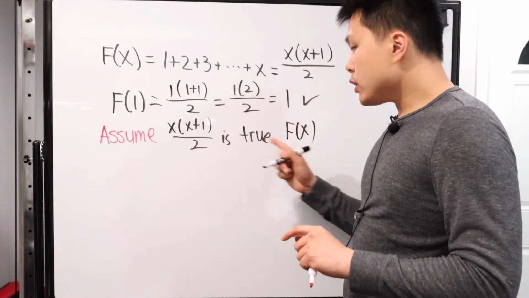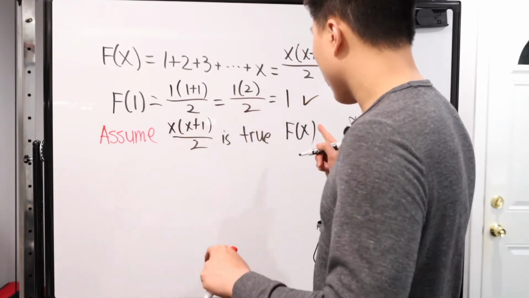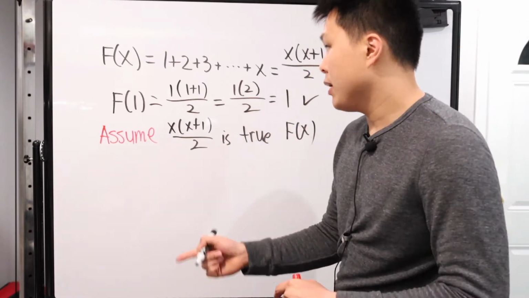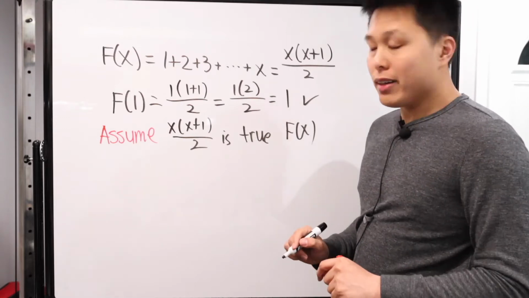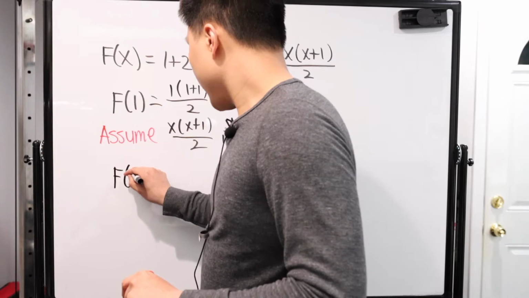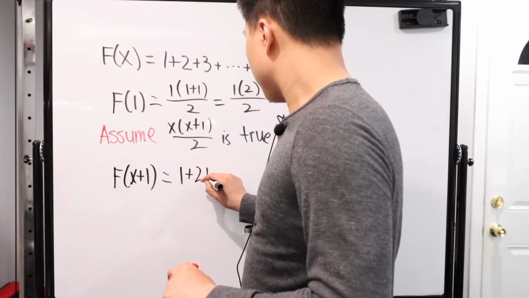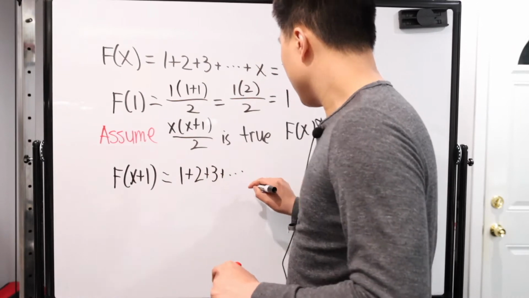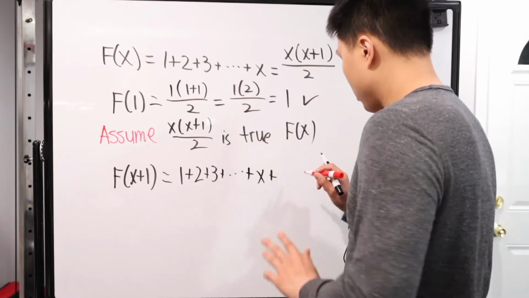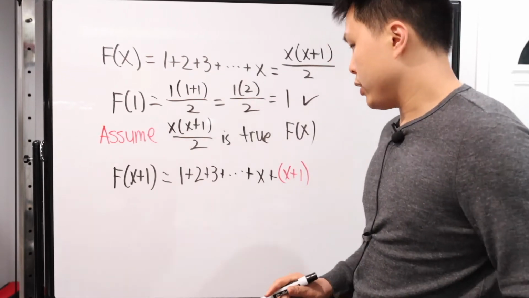Now, if we assume this is true and we can show that this kind of format holds for f of x plus 1, the next step, the generalized next step, then this entire formula is valid. So let's do this. F of x plus 1 is basically 1 plus 2 plus 3 plus blah, blah, blah, plus x plus, and then let's just make this red here so you can see it, x plus 1. That's the extra one that we're doing, right?